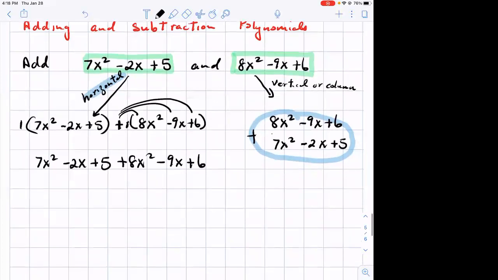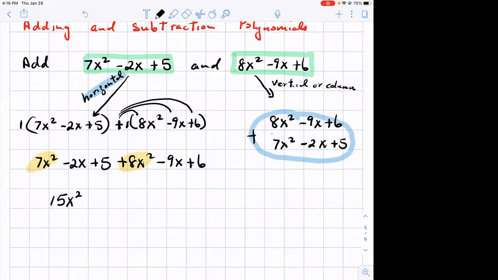And now we combine like terms. For example, this like term with this like term. So 7x squared plus 8x squared becomes 15x squared. Please note that when you're adding or subtracting, the power does not change. It's like money. $7 plus $8 becomes $15, not $15 squared or $15 to the fourth power. So when adding or subtracting, the power doesn't change.